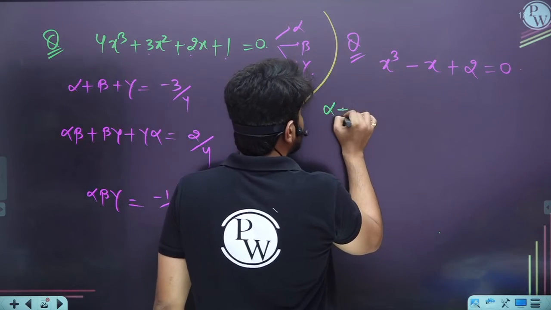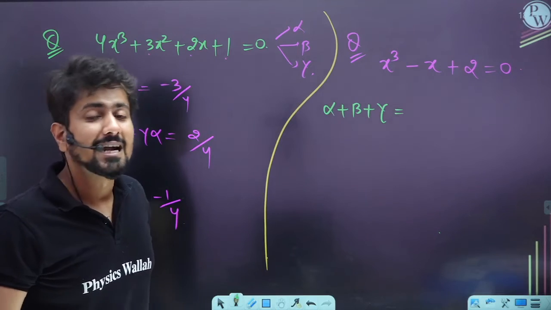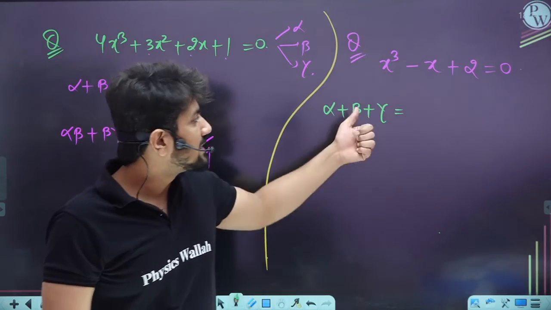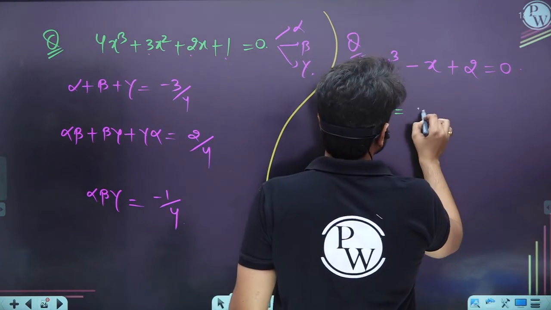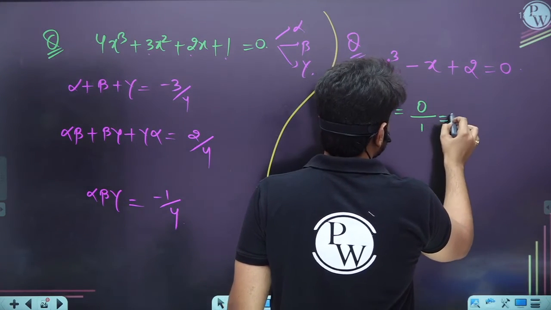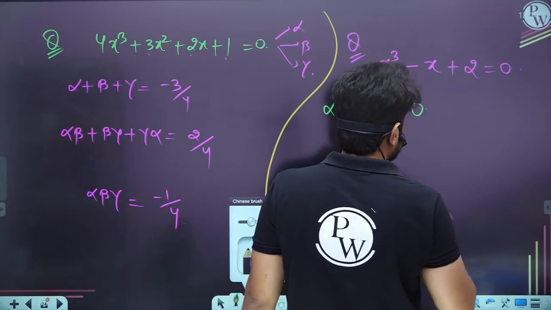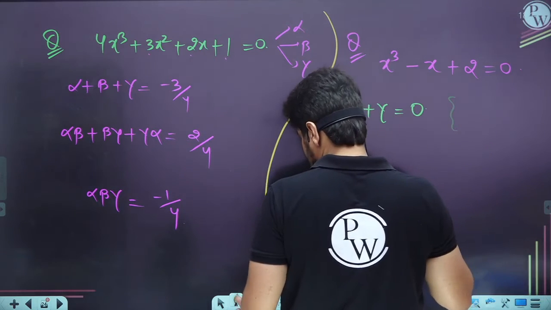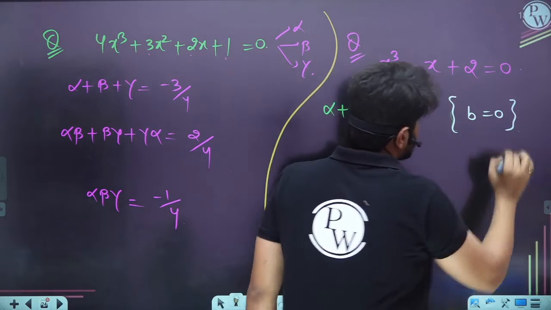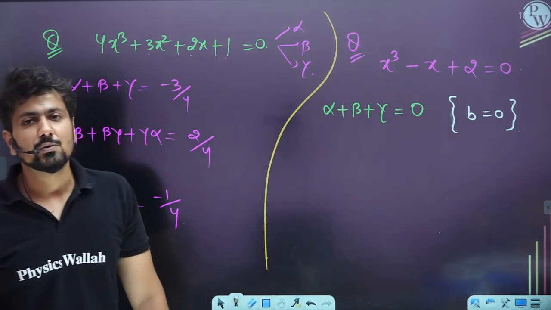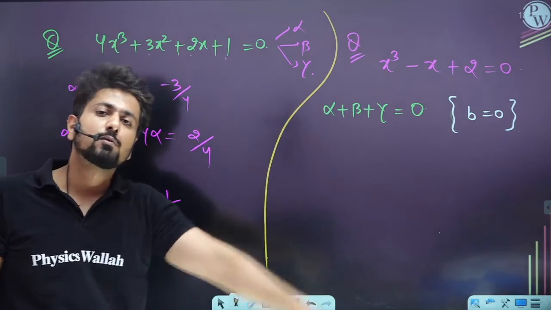So what is alpha plus beta plus gamma? That will be minus b by a. Now what is b over here? b is 0. Can you see this? 0 upon 1, that will be 0. Why? Because b is 0, the reason being that b is the coefficient of x square. Minus b upon a, b is 0.